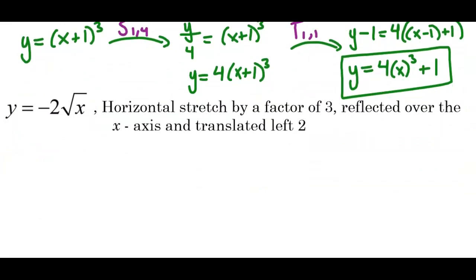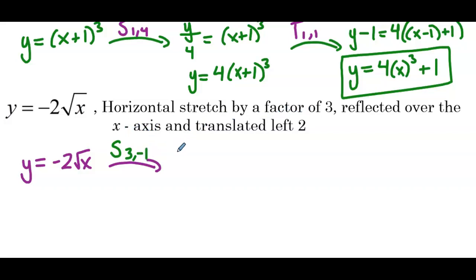Next up, we have y equals -2 times the square root of x. And we're transforming it by a horizontal stretch by a factor of 3, reflected over the x-axis and translated left 2. So let's see what we got. So we got y equals negative 2 times the square root of x. And what are we going to start with? Okay, so we can combine the horizontal stretch and the reflection into a single scale factor. So a horizontal stretch by a factor of 3. So we're multiplying the x values by 3. And reflect over the x-axis, so we're negating the y values.